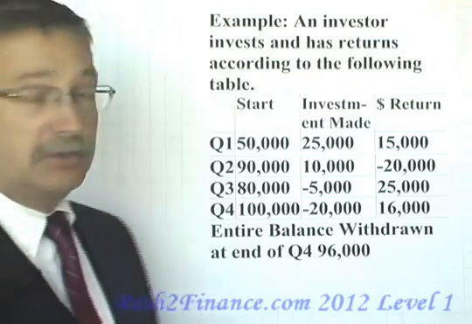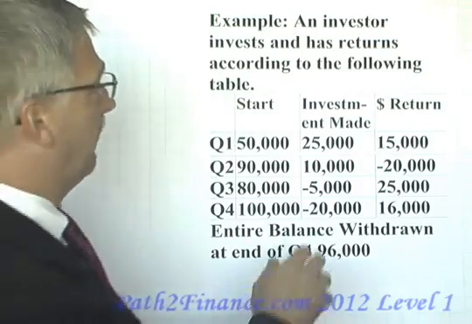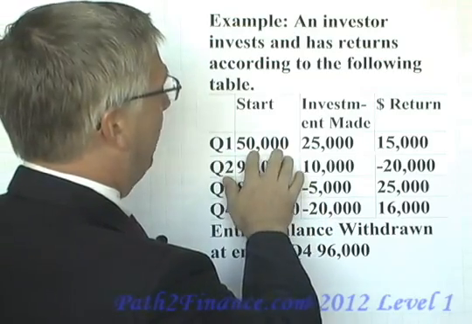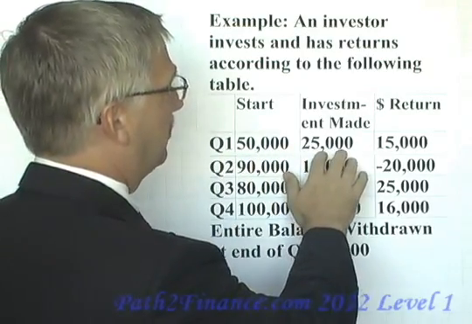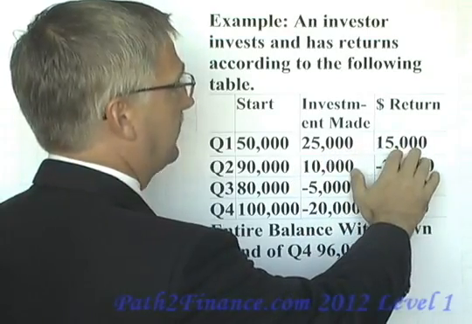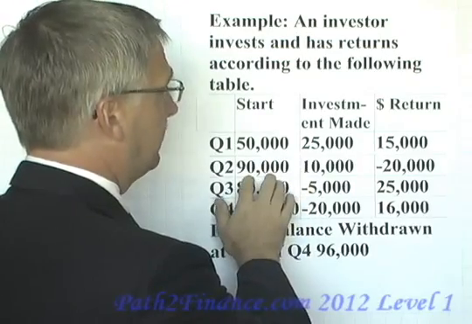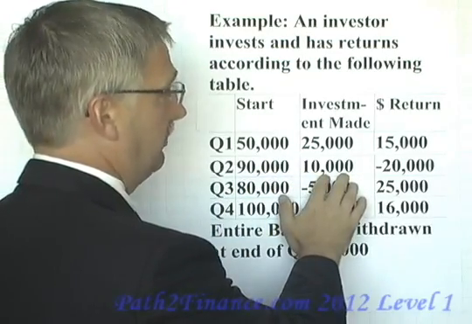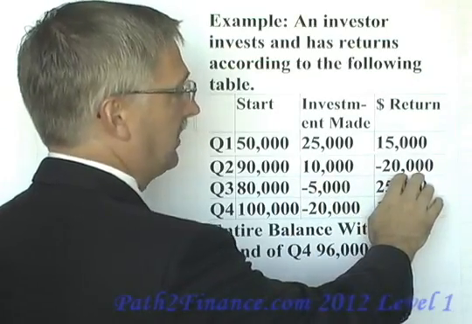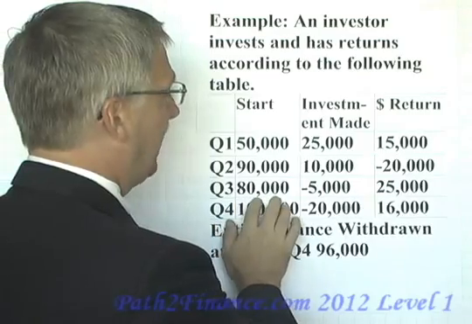In this table, we're going to describe some of the cash flows of a hypothetical investment. In quarter one, the balance started at $50,000 and our investor contributed $25,000. The investment itself had a return of $15,000. Then in the next quarter, we started with a balance of $90,000. Our investor made another contribution of $10,000, and unfortunately, the return on the investment was a negative $20,000, leaving us a beginning balance at quarter three of $80,000.